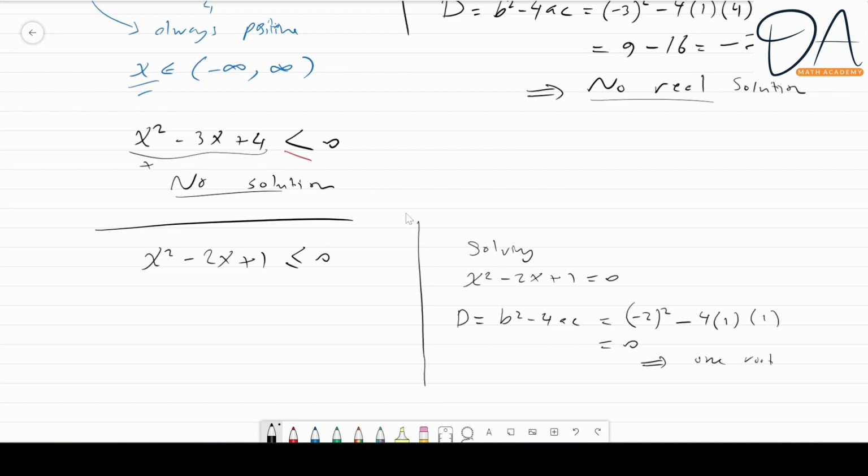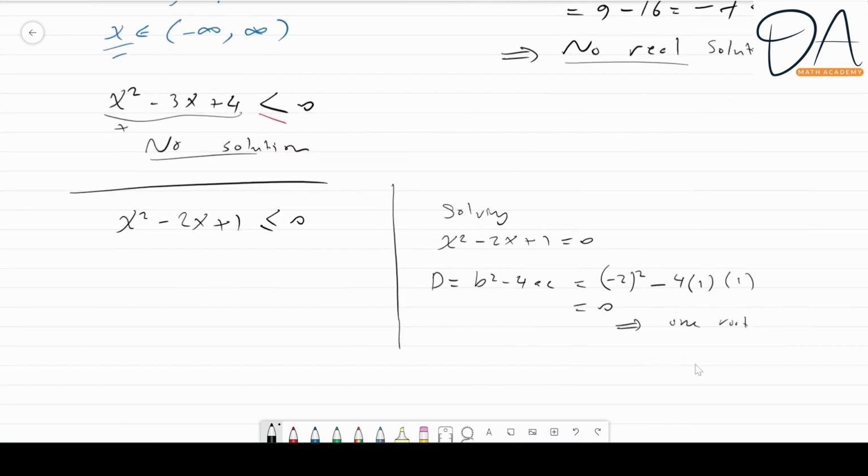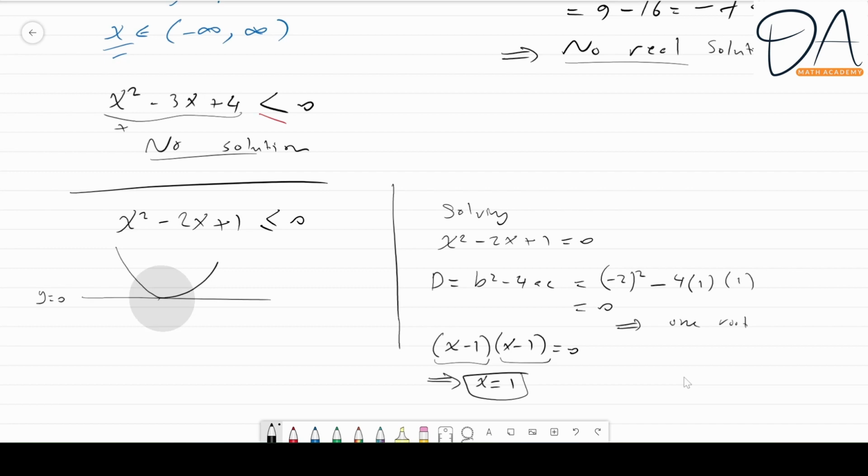And to find it, you can use the quadratic formula, or you can use factorization. In this case, I'm going to use factorization. So x minus 1 times x minus 1. And this means either this is 0 or this is 0. And in any case, it means x is 1. And what does this mean? It means the curve will be just touching the y equals 0 line in only one point. And again, it means this is all positive except in one point it's 0.